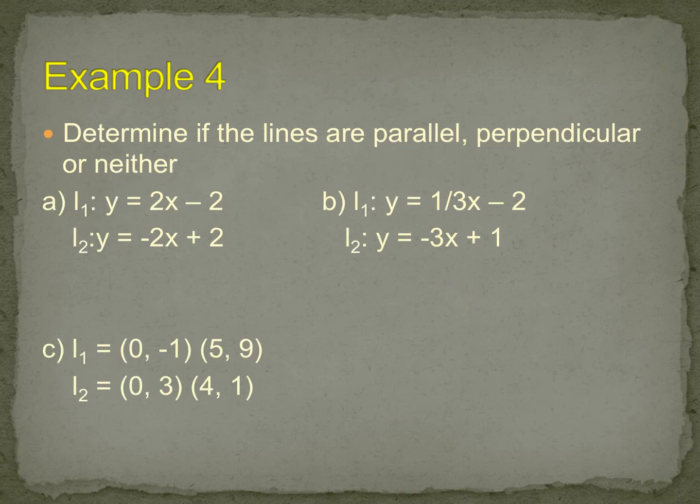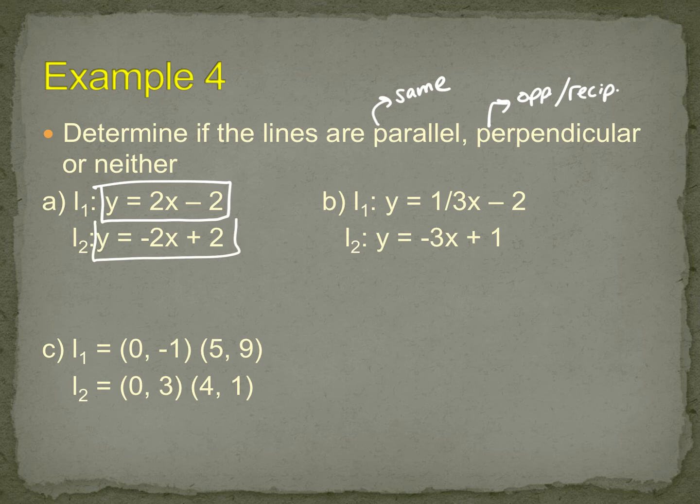Okay, so the first way we're going to apply this is just by looking at lines either by equation or by coordinate points and determining if they're parallel, perpendicular, or neither. So again, parallel would be if they have the same slope, perpendicular, opposite and reciprocal, and neither would be neither. So if you look at A, the notation is just line 1 and line 2. So line 1 has this equation. Line 2 has this equation.